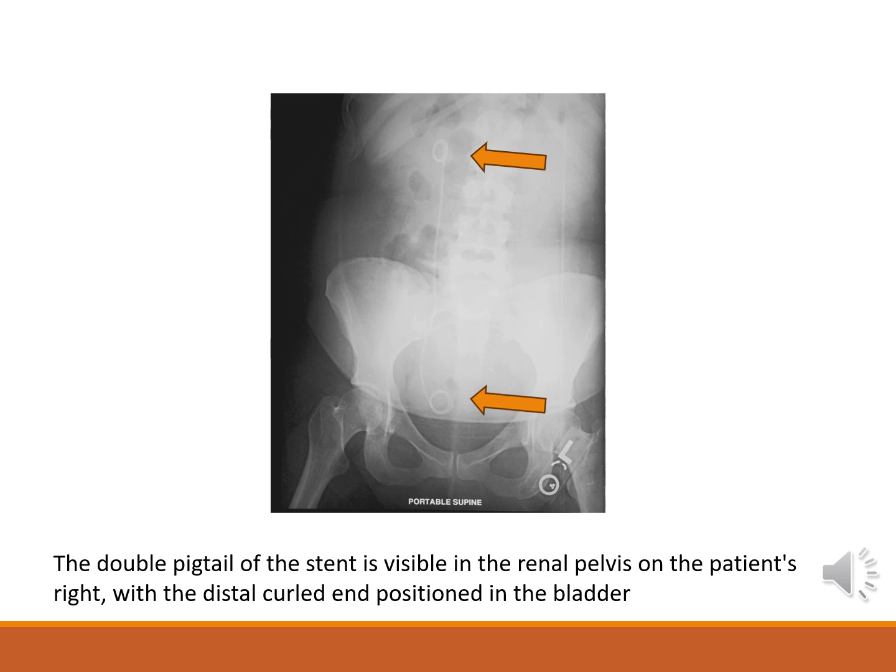And the patient typically recovers under general anesthesia in a recovery suite. This image is an example of a double pigtail stent that is visible in the renal pelvis of the patient's right kidney, with the distal end curled in position within the bladder, identified by both of the arrows.